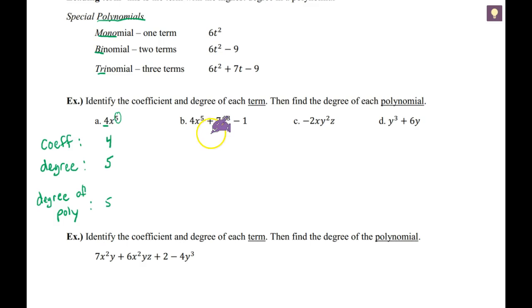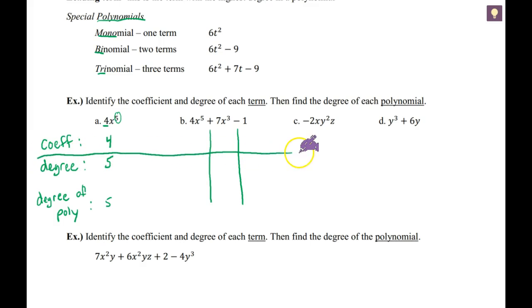In this next example, I'm going to break it up by each term. Right? I'm looking for the coefficient. So go ahead and draw a line all the way across here.